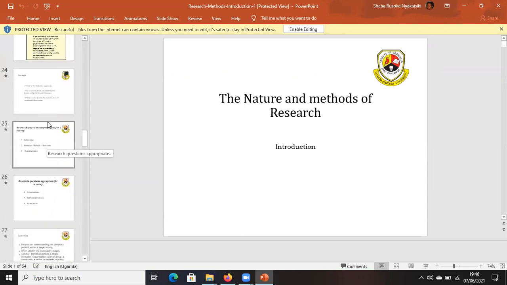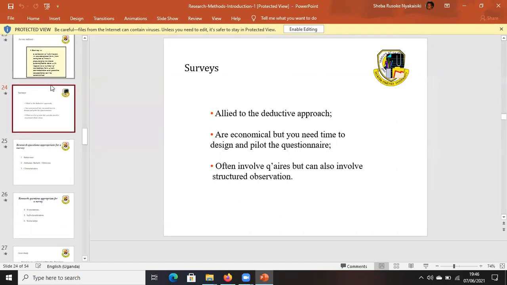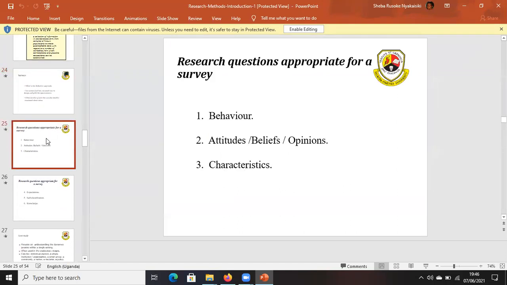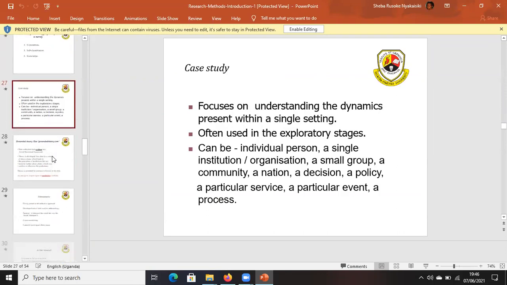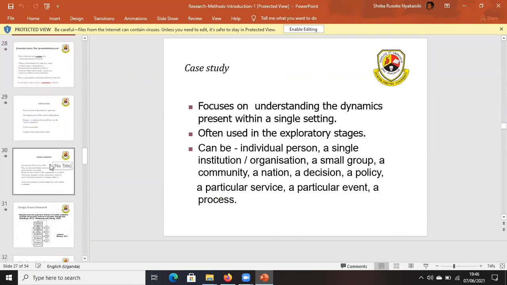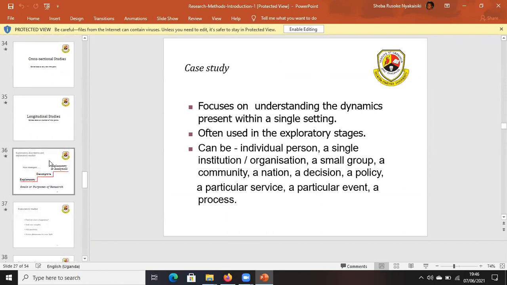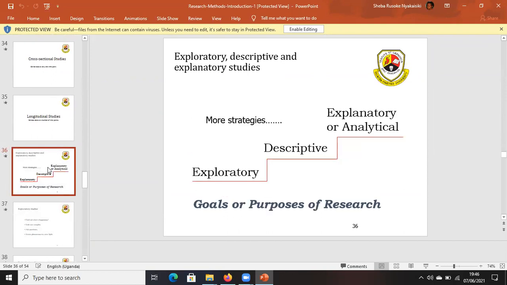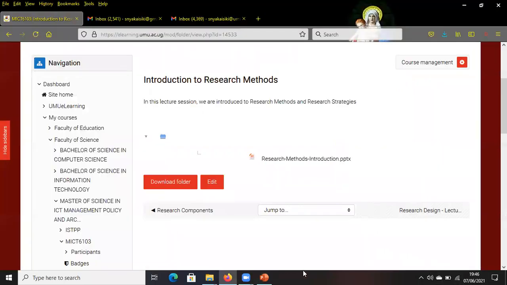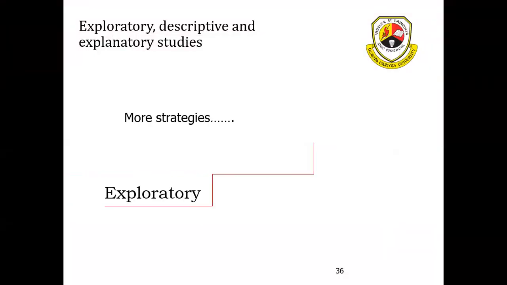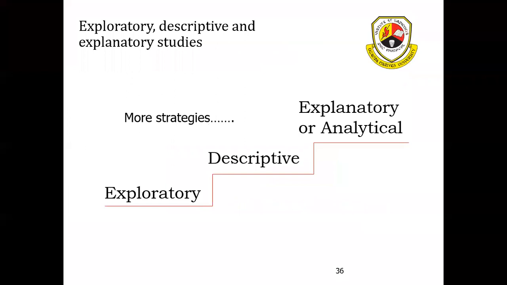I think just in summary, what we did, we looked at the research methods. I think the last topic we discussed was research methods. And then we looked at the three generic research methods where all others fall, which are exploratory, descriptive, and explanatory or analytical.